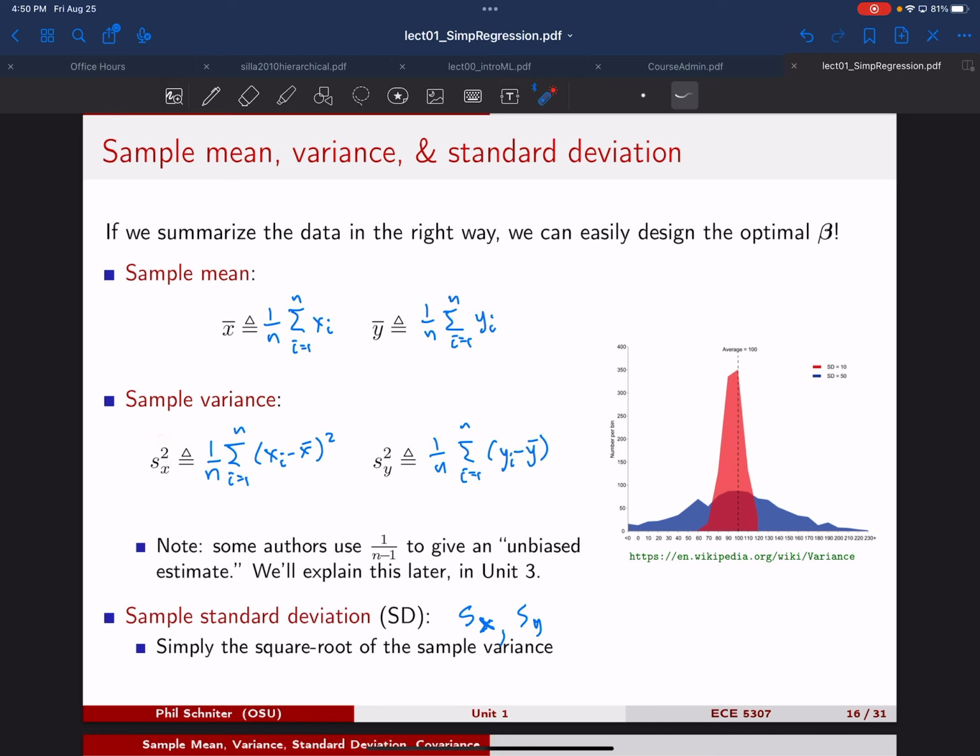The nice thing about the sample standard deviation versus the variance, which is a squared quantity, is that the units are kind of weird for variance. If we're dealing with miles per gallon, then variance is actually like miles per gallon squared. But standard deviation has the same units. So it's easy to visualize and think about what it means.